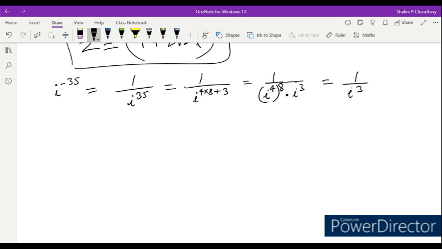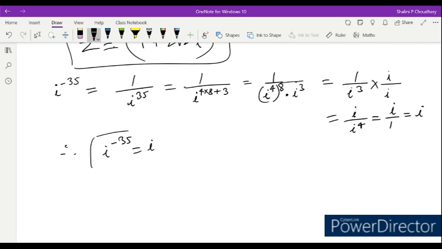So now, to make the denominator 1, if we multiply this by i, we get 1. In the numerator and denominator both we multiply by i, and we get i divided by i to the power 4, that is equal to 1. So i upon 1 is equal to i. So i to the power minus 35 will be equal to i, okay.